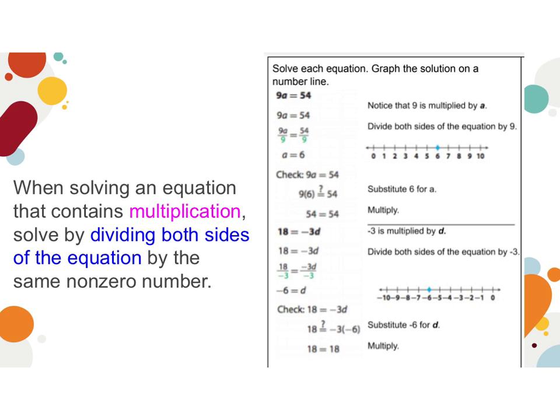In our example on the right, we see 2 different equations. The first one, 9a equals 54. Notice that 9 is multiplied by a. So in order to get a by itself, we would use our inverse operation and divide both sides of the equation by 9. So when we do, we see that a equals 6.